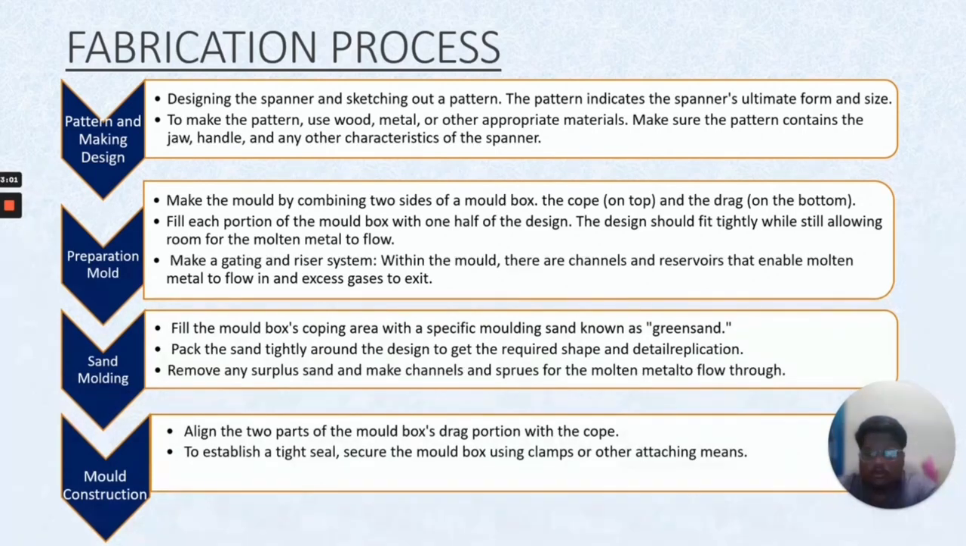Next is molding. Fill the mold box with specific molding sand known as green sand. Pack the sand tightly around the design to capture the shape and detail. Then remove any surplus sand and make channels for the molten metal to flow through. Next is mold assembly. Align the two parts of the mold box, the cope with the drag. Next is to establish a tight seal. Secure the mold box using clamps or other attaching pins.